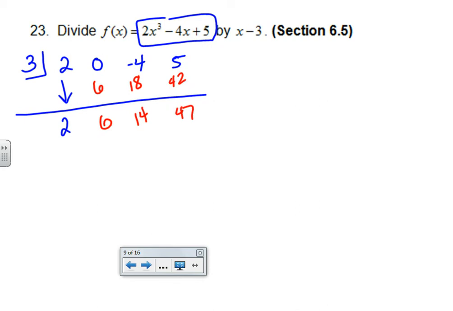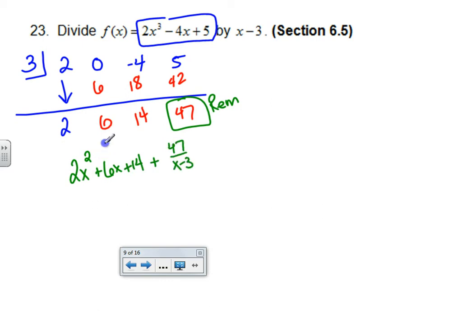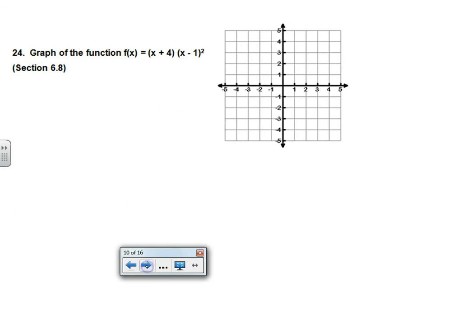Now, they never told us that this would divide pretty, and we do indeed have a remainder. This is our remainder right here. But we're still not done because I need you to write your answer in proper notation. We had a cubic divided by a linear, which means we brought this down to a quadratic. So it's 2x squared plus 6x plus 14. And then a remainder of 47 is still being divided by the x minus 3. It's still in process of division. So that is my final answer. And if you chose to do long division, good for you. It's still going to come out to the same answer.